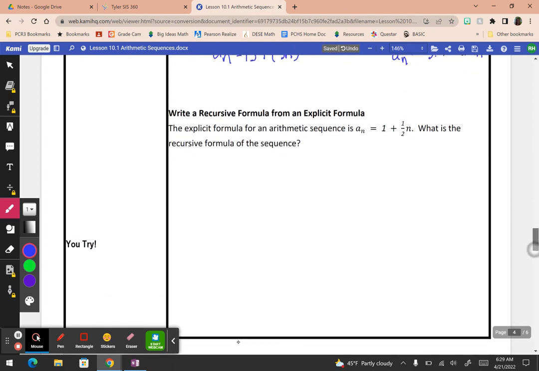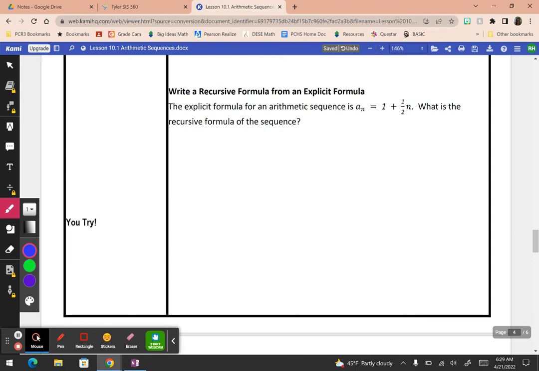Okay, now flip that around. Write a recursive from an explicit. Now, the thing you have to remember here is you still need those two things that we just talked about, a sub 1, and you need your common difference, right? Now, your common difference is going to be given to you. That's what you're multiplying by every time, right? So this is 1/2. But your first term, remember, this has been multiplied, and then these were the combined like terms. But the good thing is that in your explicit formula, you can find whatever term you want.